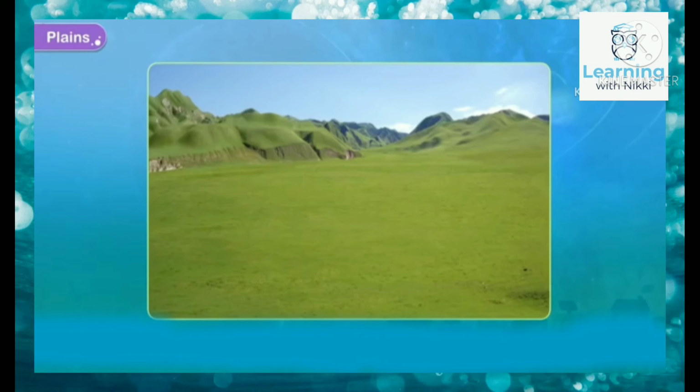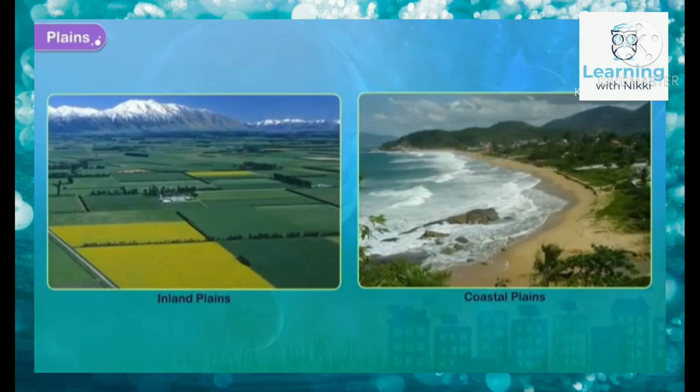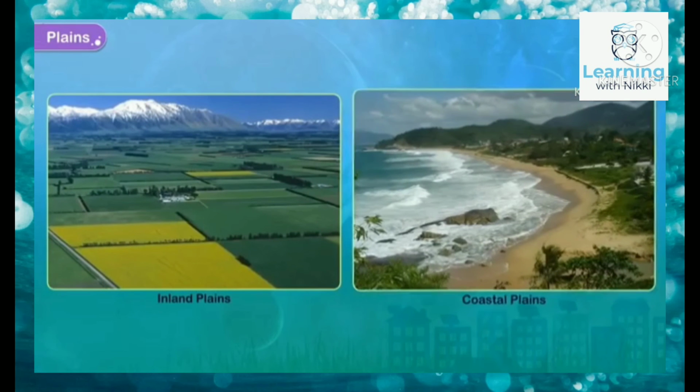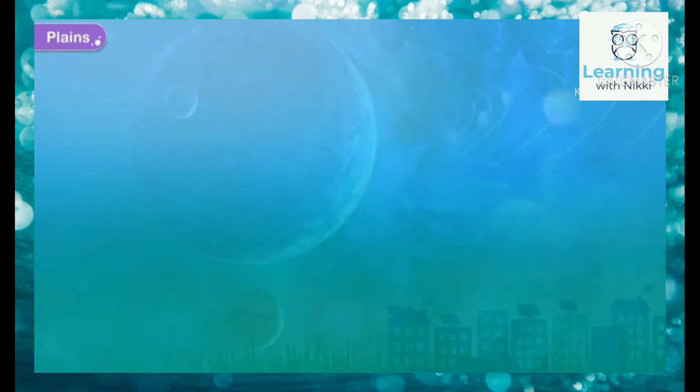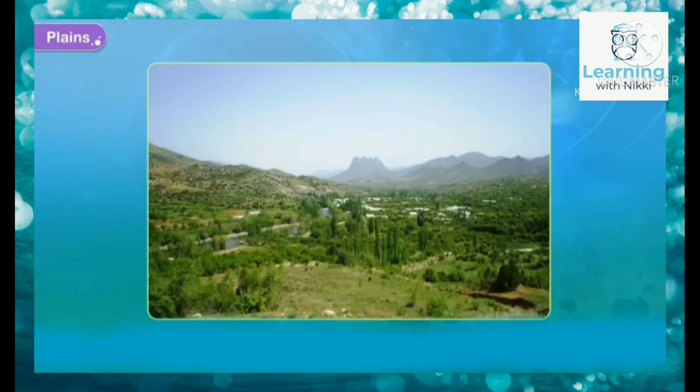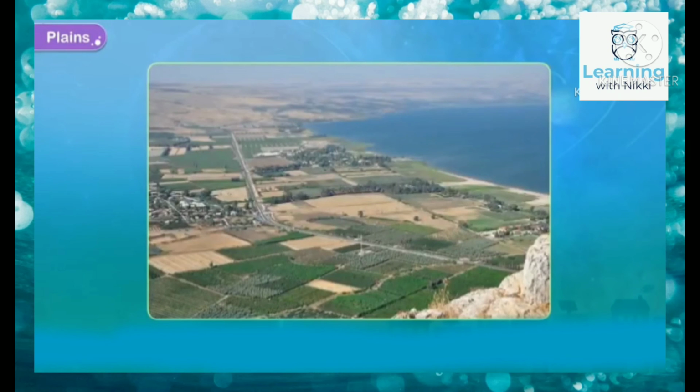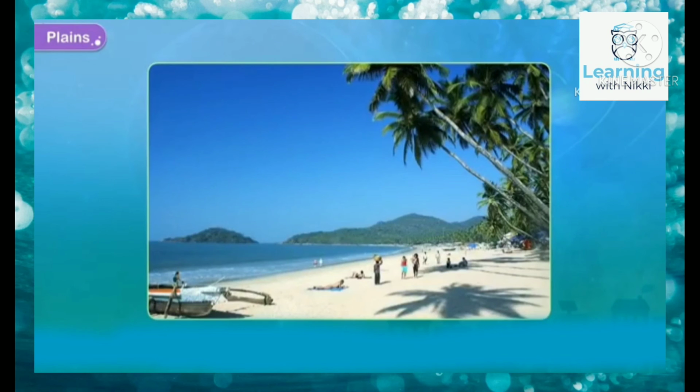Plains can be of two types, inland plains and coastal plains. Open grasslands and forests mostly appear in inland plains. Coastal plains are bound by water on one side and hills on the other side. This sandy plain forms beautiful picnic spots.